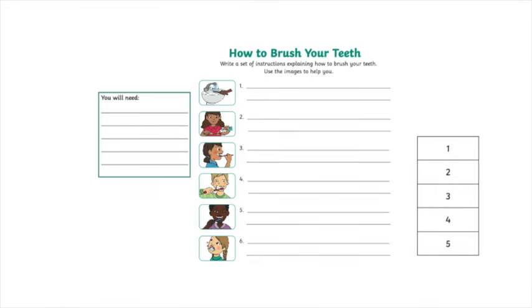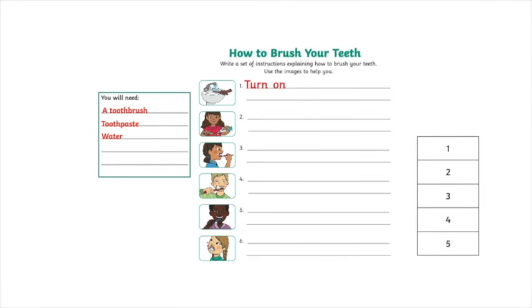On this page, we will write instructions for how to brush your teeth. So what do we do first? We write a list of the things you will need. To brush your teeth, you will need a toothbrush, toothpaste, water. Now this time, we will use numbers to order or sequence our instructions.